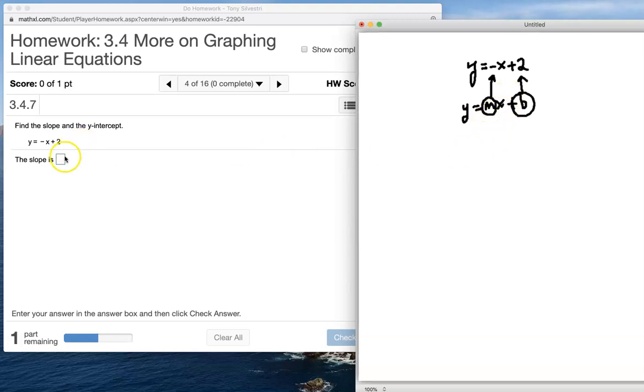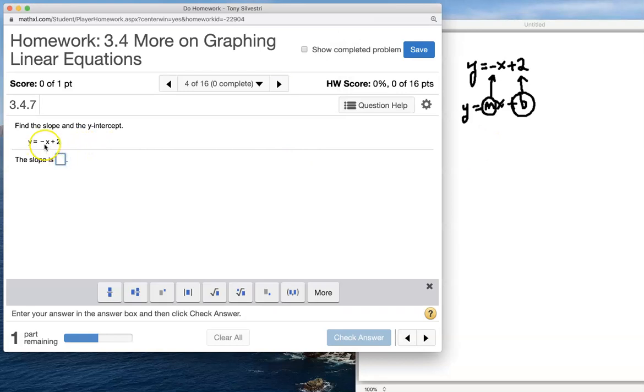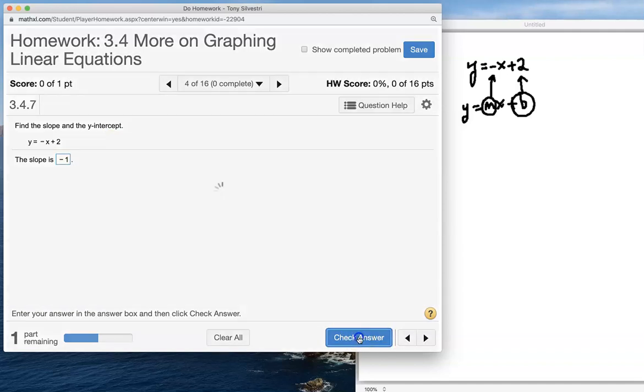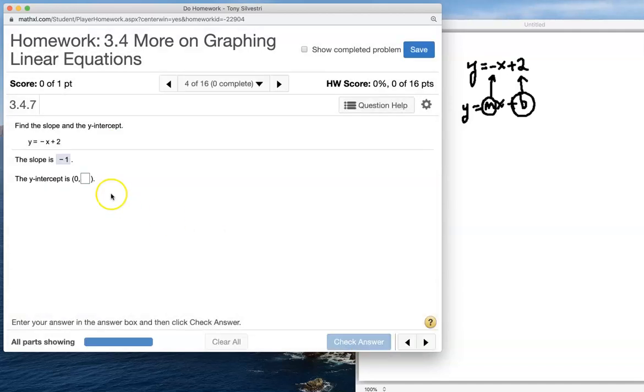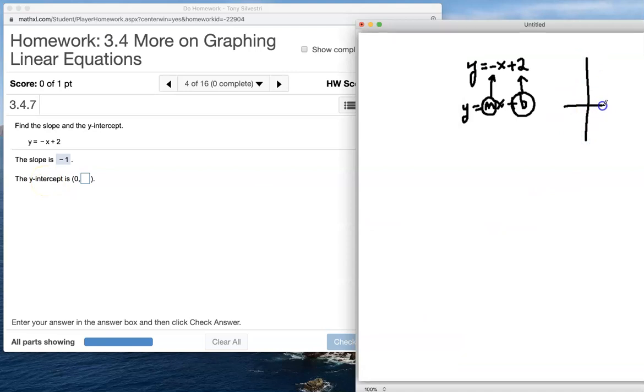Okay, so let's put that in there. The number in front of the x is -1. Check your answer. Good. And the y-intercept is, well, let me just give you a generalized equation here. There's an equation there. There's a line. That line crosses the y-axis there. This is the y-axis.